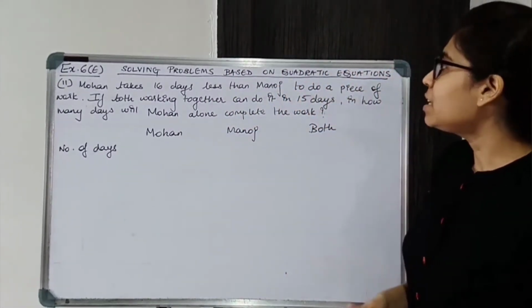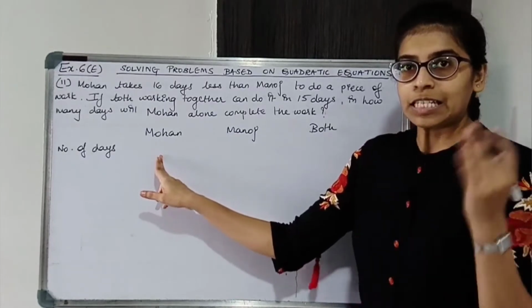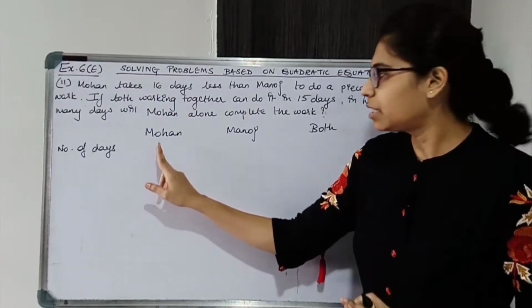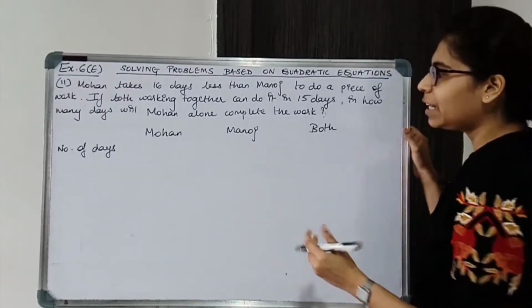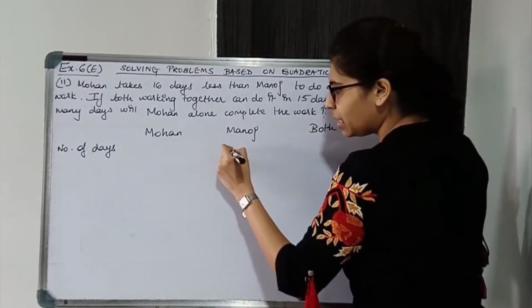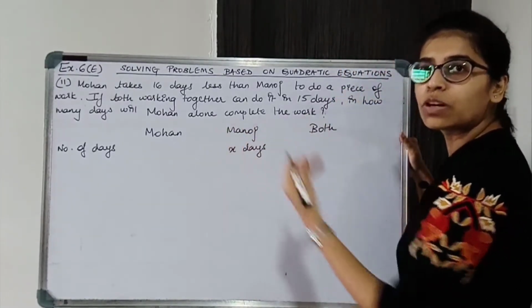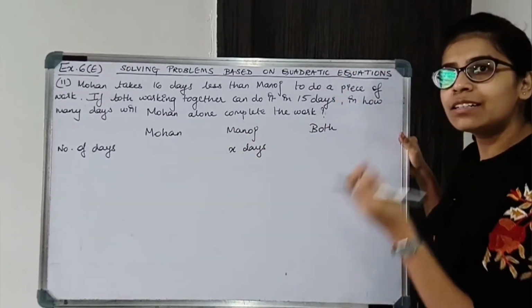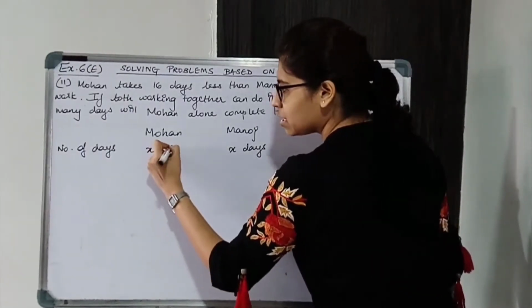Mohan takes 16 days less than Manoj to do a piece of work. Mohan takes 16 days less. Here it is less, here it is more. So if I take the days taken by Manoj to be x, how many days will Mohan take? x minus 16. He will take 16 days less. So x minus 16 days.